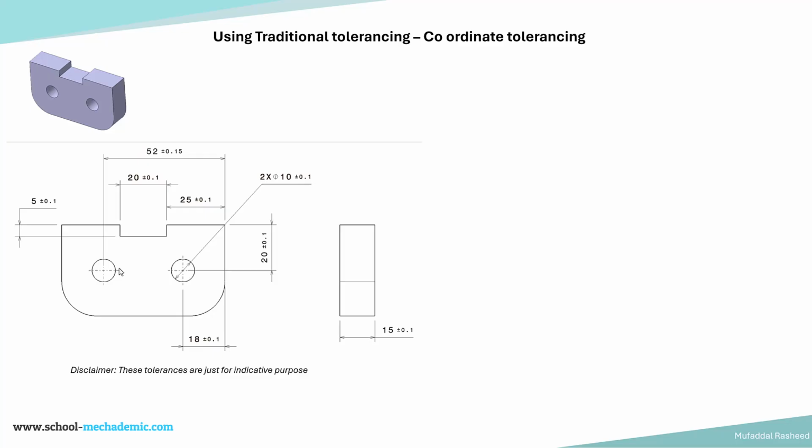So this is how the holes are being located using a point. Then from that point we are locating the position of the rectangular slot as well, which is the keyway, which has a width of 20 and a size tolerance of plus or minus 0.1. The start of the width is located at 25 plus or minus 0.1, the depth is 5 plus or minus 0.1, and the width of the component is being controlled over here, 15 plus or minus 0.1.